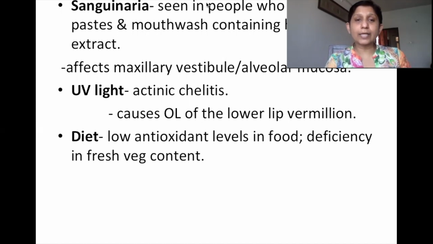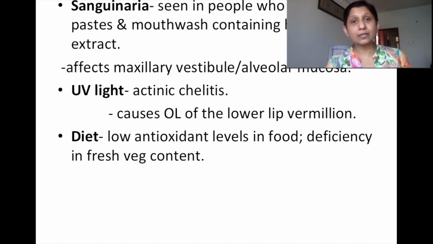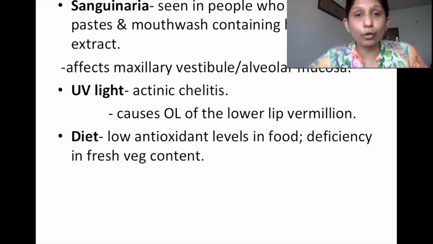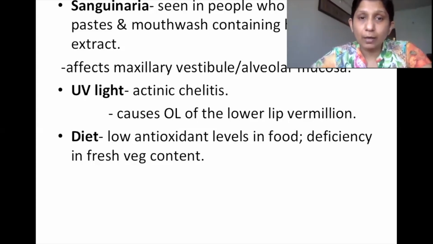UV light can cause actinic cheilitis. Cheilitis is the inflammation of the lip. So UV light can cause this. And when UV light is a causative factor, you can see the leukoplakia on the lower lip vermilion border, because your lower lip is more prominent when compared to the upper lip when you look at your facial profile. As a result, you can see more of these oral leukoplakia lesions in the lip vermilion border.